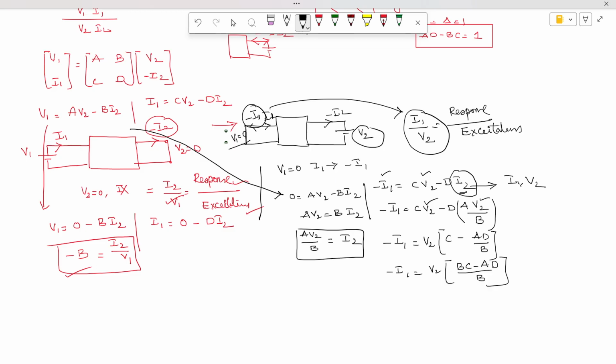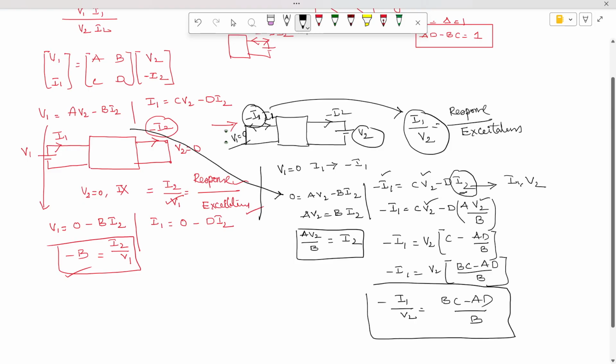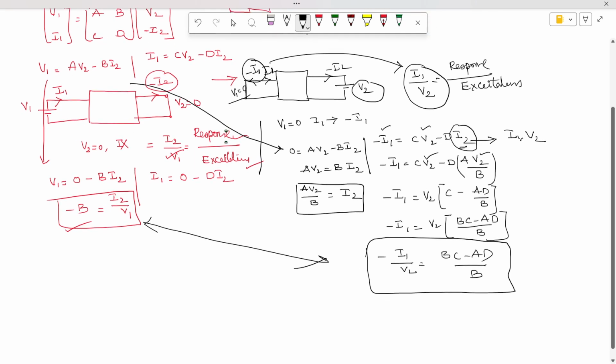What is the response to the excitation? I1 by V2. So we will find I1 by V2 is equal to minus of (BC minus AD) by B. Okay, so let's compare to verify the condition of reciprocity with these two equations. When you compare, here you are going to have minus B is equal to AD minus BC by B.